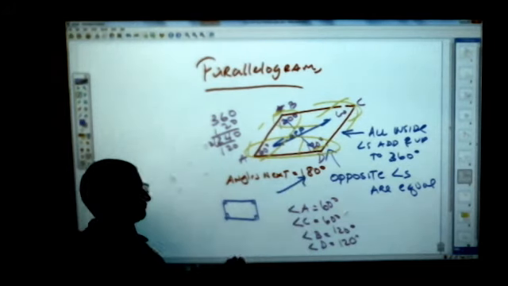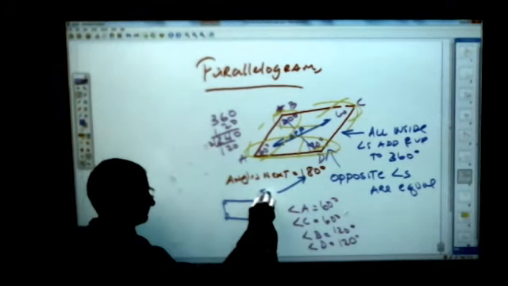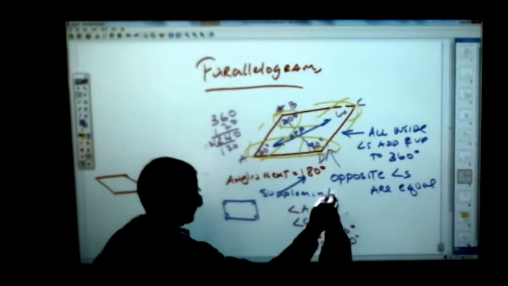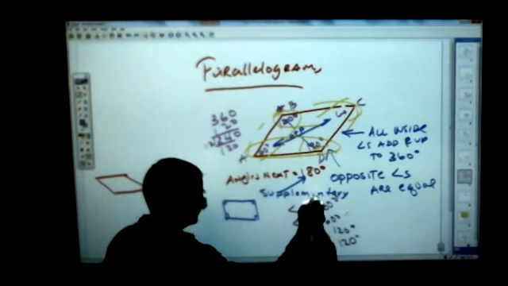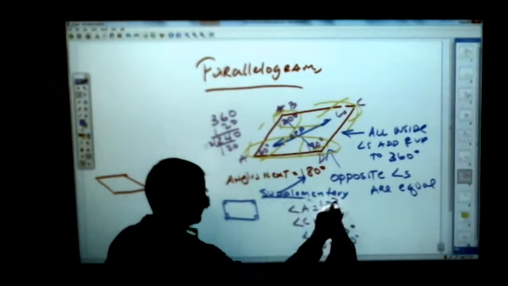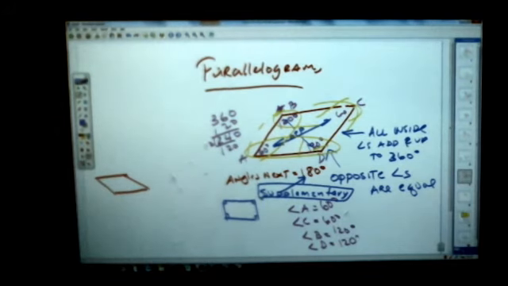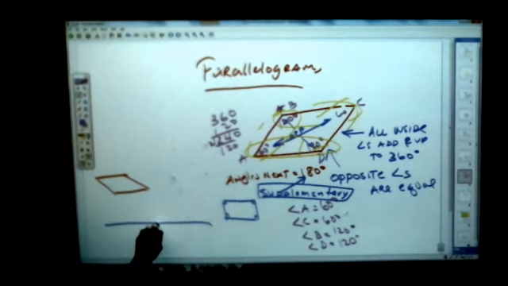Anytime two angles form 180 degrees, we call them supplementary. Let's write that in there. Supplementary angles form 180 degrees, which, by the way, is also a straight line, remember?